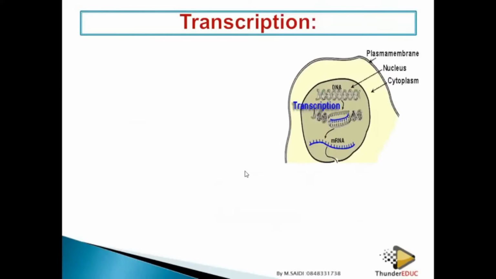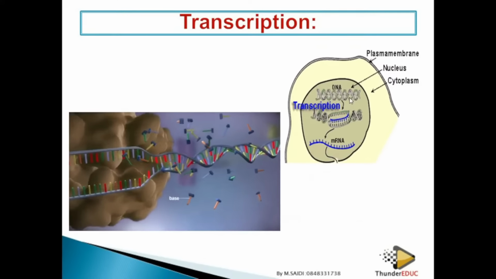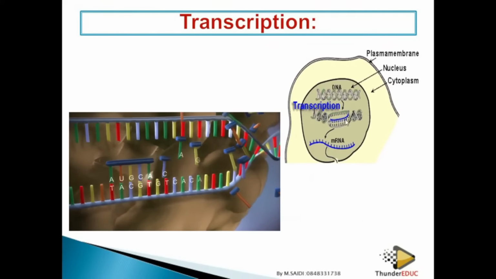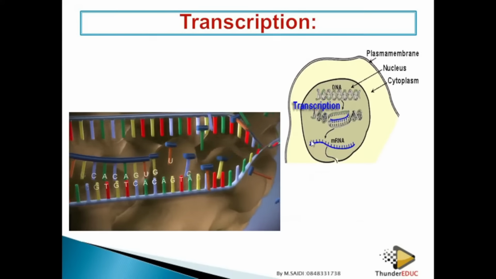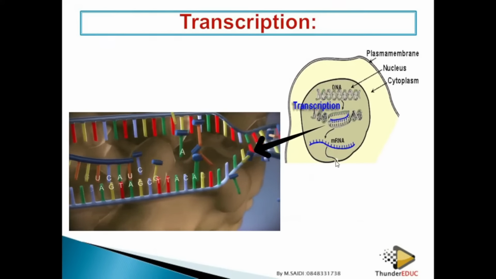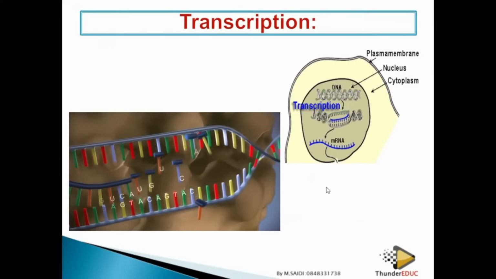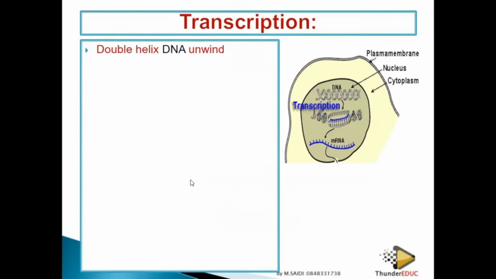Transcription. Don't forget, recall that transcription occurs in the nucleus. You have the DNA, and then the DNA unwinds, and messenger RNA is formed. Then messenger RNA moves out of the nucleus by the nuclear pore, and then it goes to the cytoplasm. Basically, that's what you're going to be explaining.